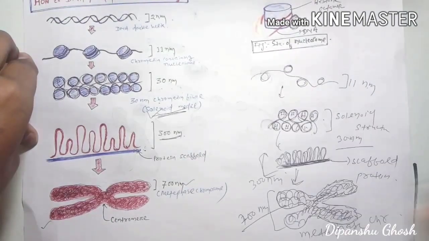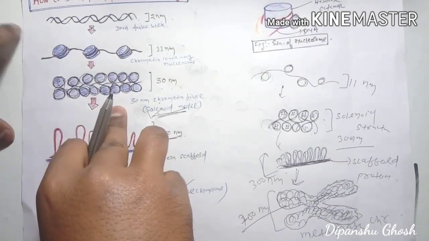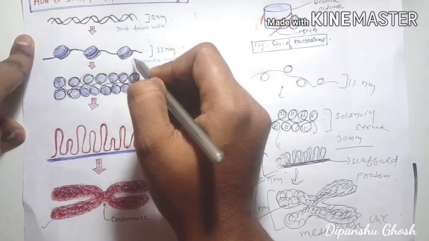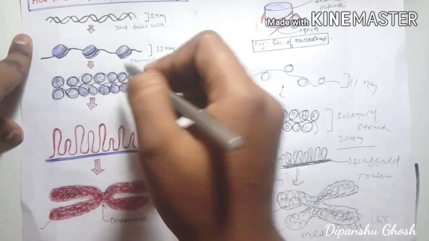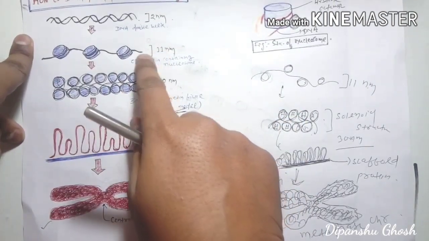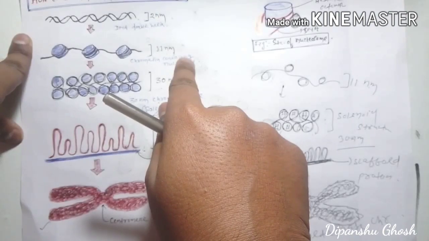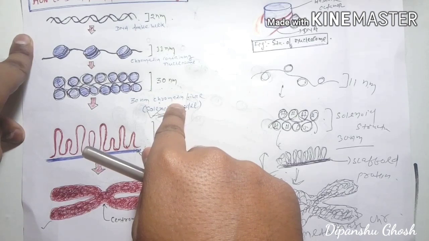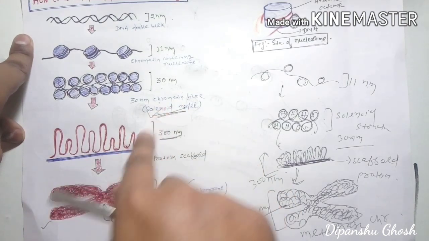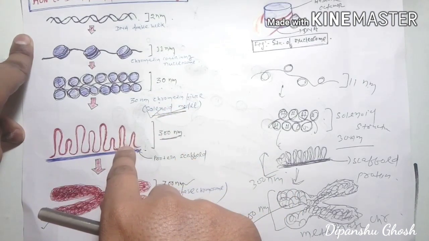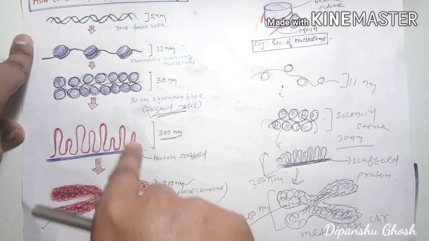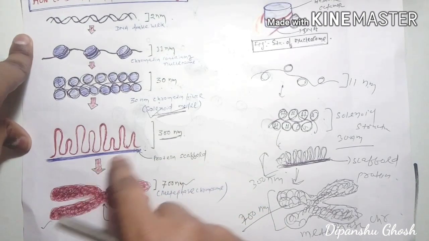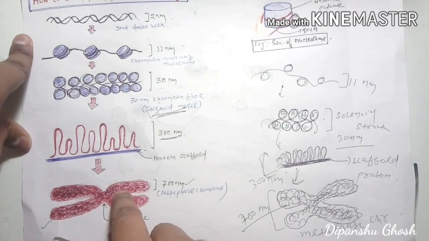So this is how, in the last few minutes, we saw that this was DNA, and it was condensed by using some histone proteins. Now it produces 11 nanometer fiber. Now the 11 nanometer fiber is further condensed to form a solenoid model. Then the solenoid structure, with the help of your protein scaffold, is condensed to form your 300 nanometer fiber, and finally the 300 nanometer fiber will be further condensed to form a metaphase chromosome.